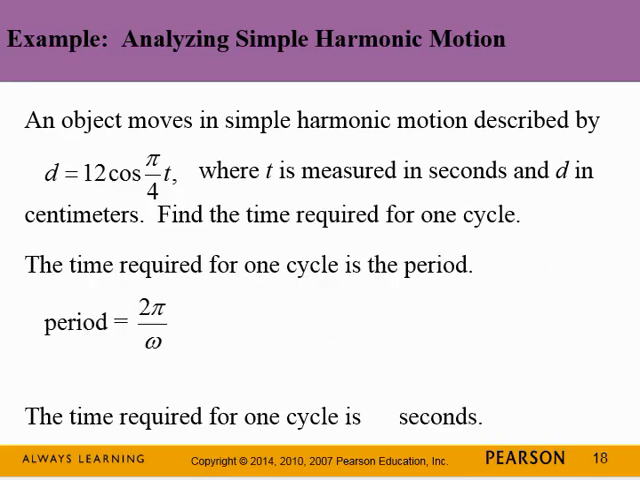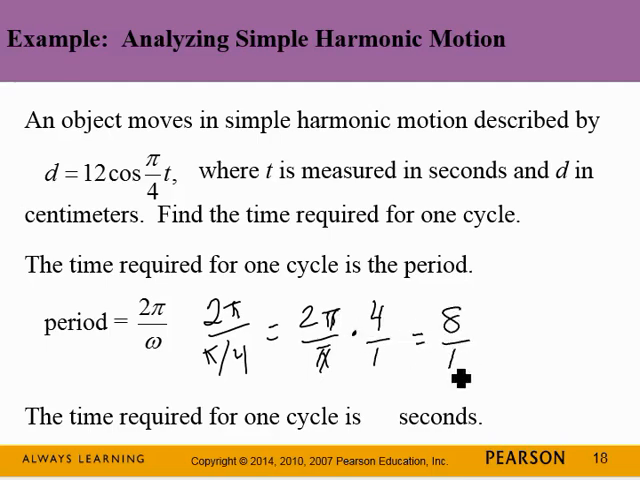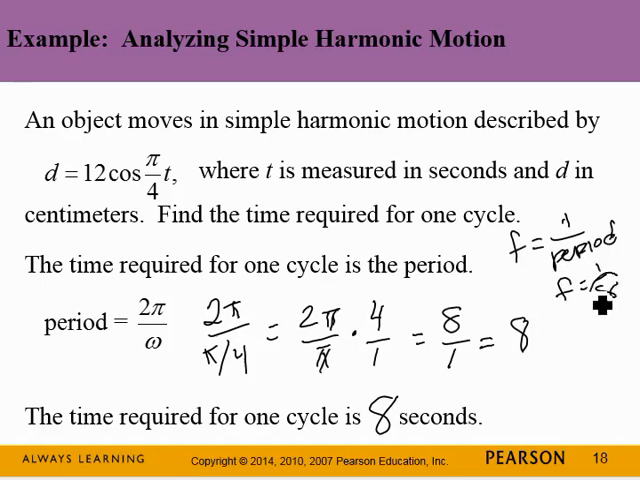So when you look at your period, you have 2 pi over pi over 4. Your pi's cancel. So you have 8 over 1, which is 8, so it's 8 seconds. Or if you look at your frequency, it's 1 over your period, and your frequency was 1 over 8, so your period is 8.